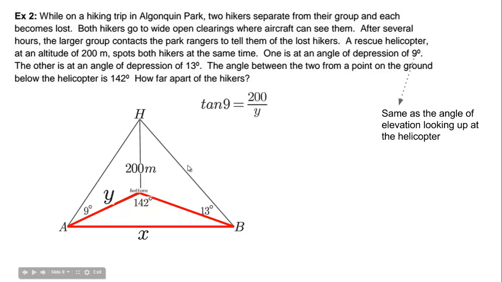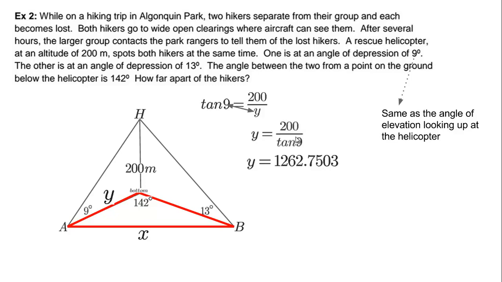Tan 9 is opposite over adjacent. This is a 90-degree triangle here. If you can't see that as a three-dimensional picture, what you could do is redraw that triangle in 2 dimensions. You cross multiply like the y up and the tan 9 down. You get 200 over tan 9. And so you get a number for y.